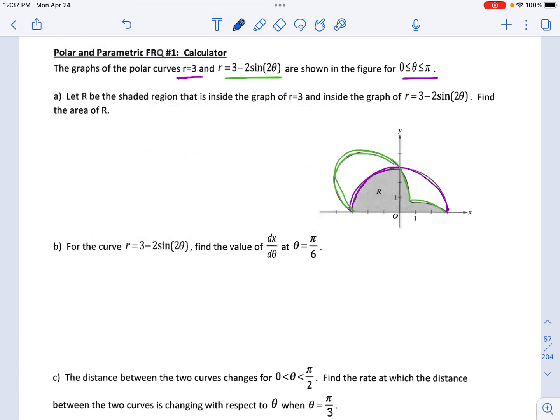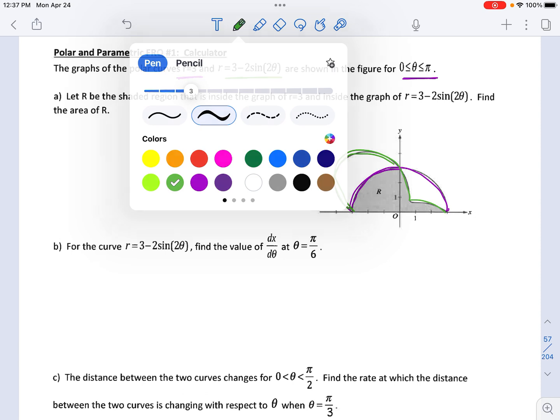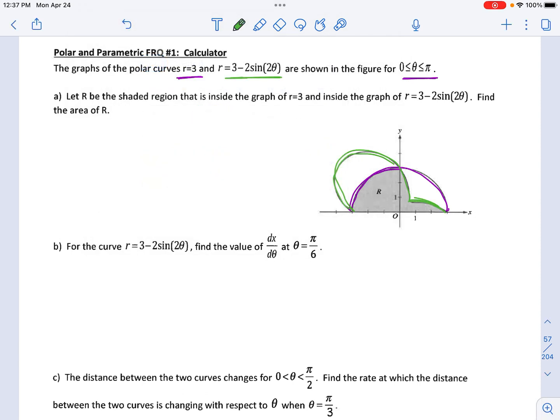Okay, it says let R be the shaded region that is inside the graph of r equals 3 and inside the graph of the other one. Find the area of the shaded region R. Okay, first of all, when you look at the shaded region R, notice that from here to here, it's only shaded by the green graph. So really, in order to find this region, I only need to integrate the green.